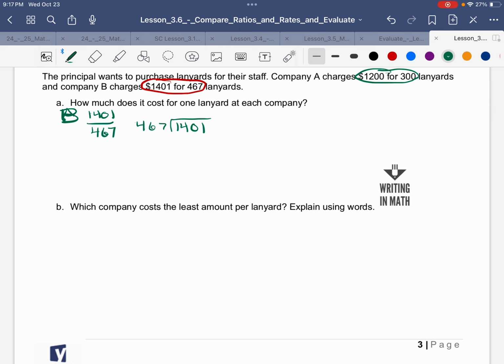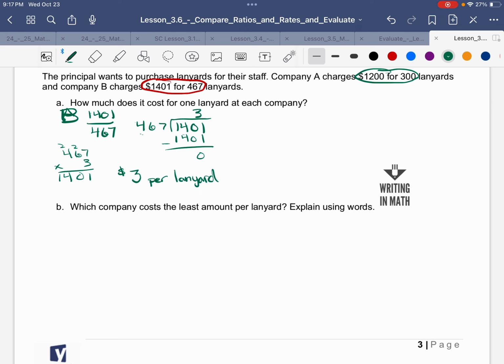B, this is almost 450. So if I estimate that in my head, 450 plus 450 is only 900. So that's not quite 14. So I'm going to come over here and do 467 times 3 and see what I get. 21, 18, 19, 20, 12, 13, 14. 1401 perfectly. So I can make 3 groups, 1401. So essentially $3 per lanyard.